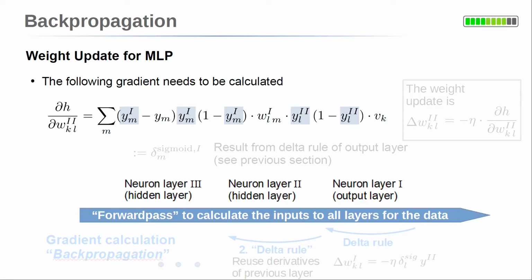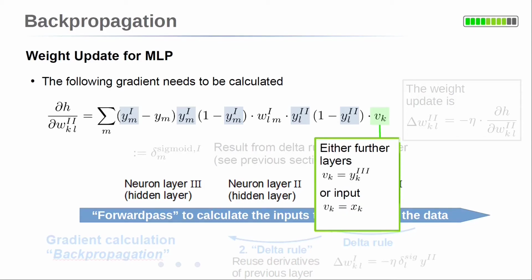This expression depends on the output values of the hidden layer as well as on the output layer. These values are calculated by the forward pass. The forward pass calculates all layer outputs for the neural network with the current weight parameters. Note that vk can be an output of a preceding hidden layer. Then it is determined by the forward pass as well. Otherwise, it can be the input to the neural network. Then, vk is the k-th input variable xk.